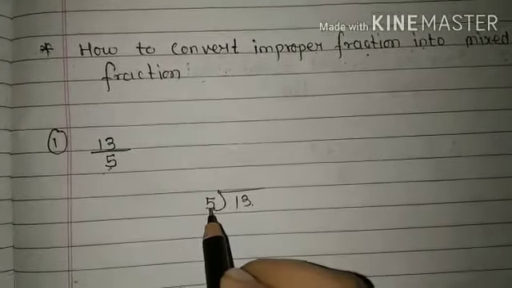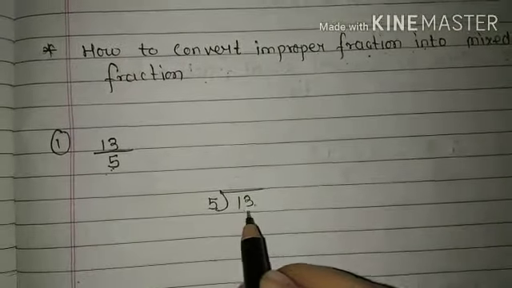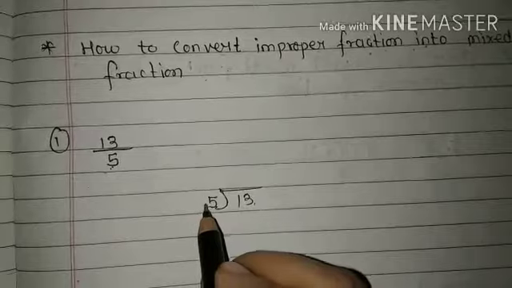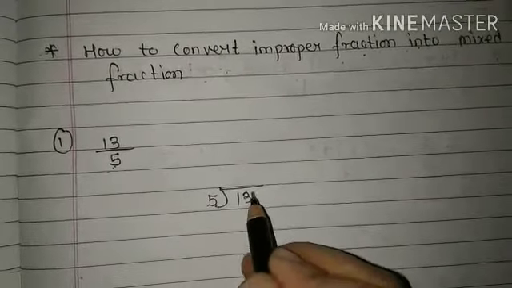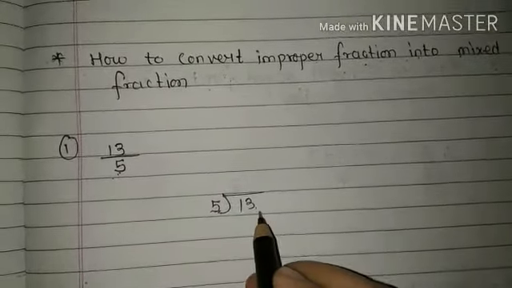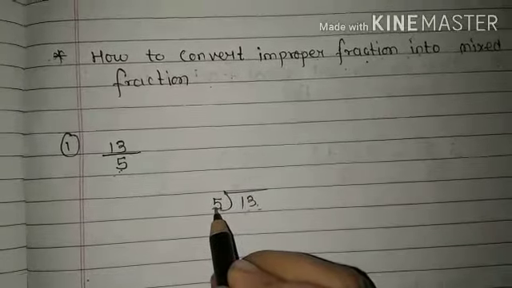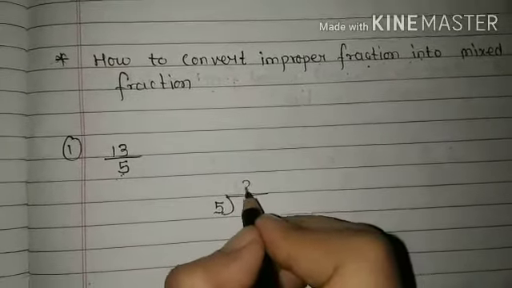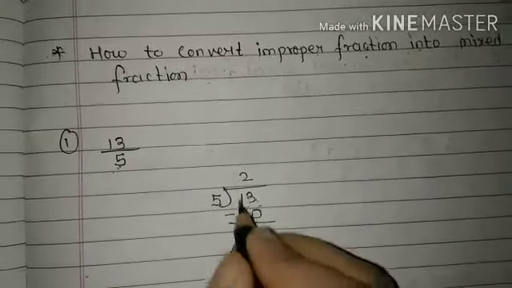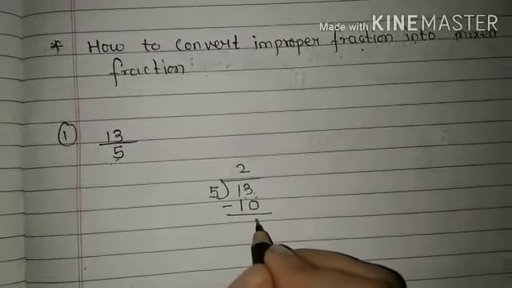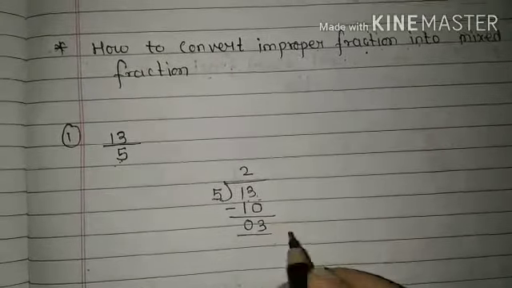Now we need to take 5 until we get 13 or less than 13. 5 2s are 10. If I take 5 3s, that is 15, it will be more than 13. So we will take 2 times. So 5 2s are 10. Then we have to subtract. 3 minus 0 is 3. 1 minus 1 is 0.